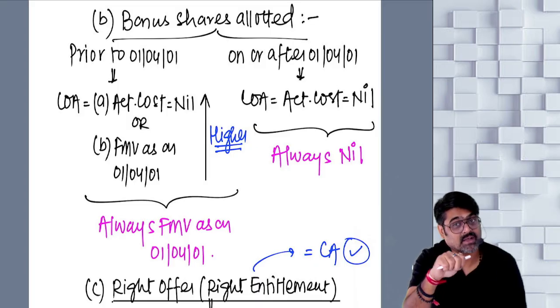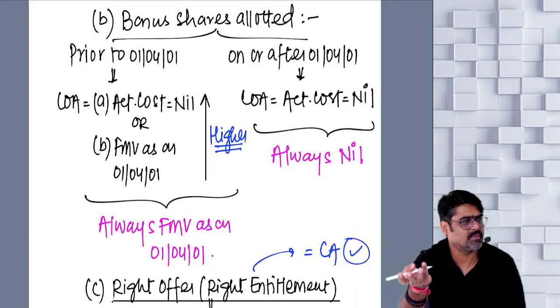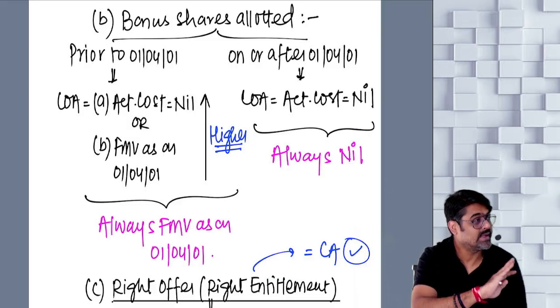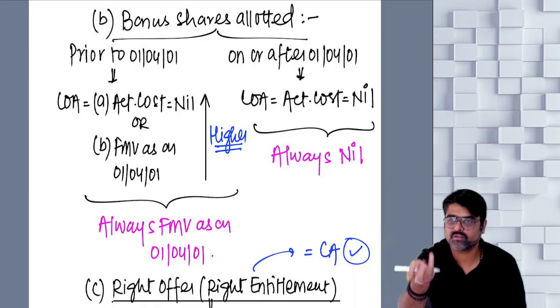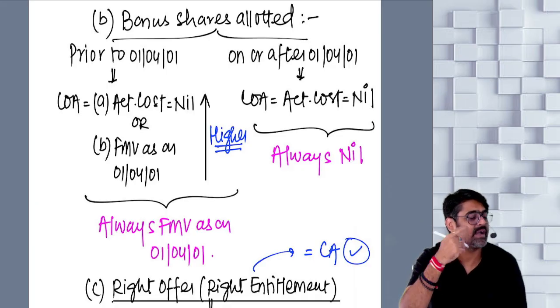What if the bonus shares are unlisted? The period of holding you will start checking from the date of allotment till the date immediately preceding the date of transfer. If this period is 24 months or less, then short term. More than 24 months, then it is long term. Yes or no? The same logic you are supposed to apply for right shares. Tell me, right shares.